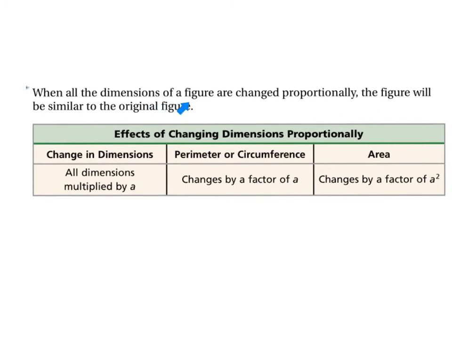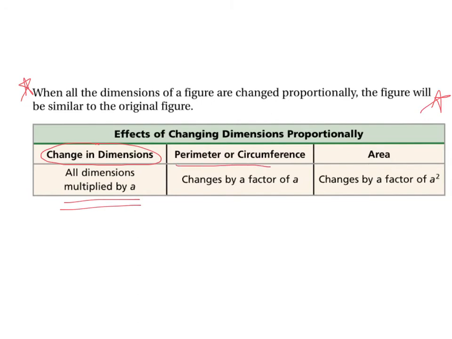So when all dimensions of a figure are changed proportionally, the figure will be similar to the original figure. Huge, important thing to note. If they are changed proportionally, the figures will be similar. Now, in example 1, we only changed one of the dimensions. Therefore, we did not change it proportionally. So if you change all of the dimensions proportionally, then all dimensions will be multiplied by A.